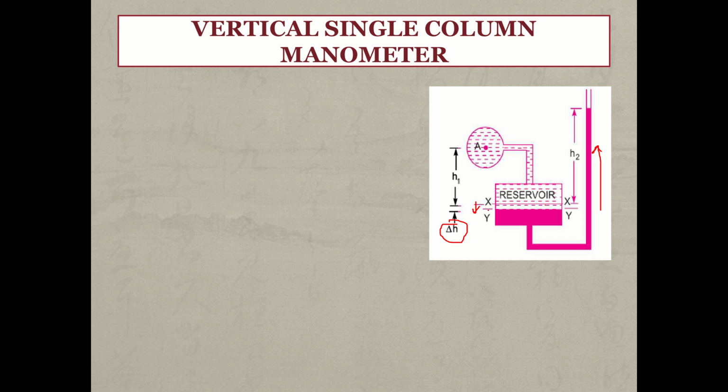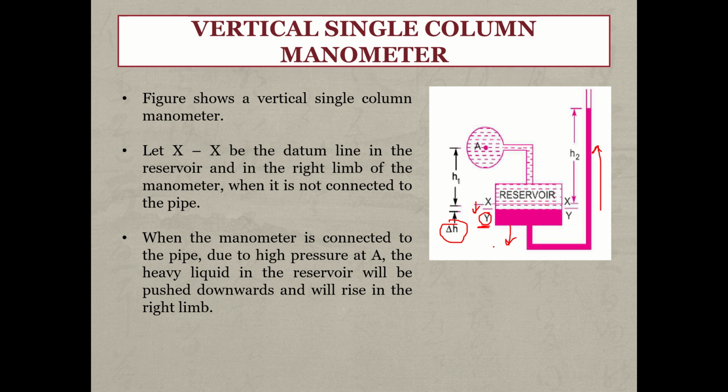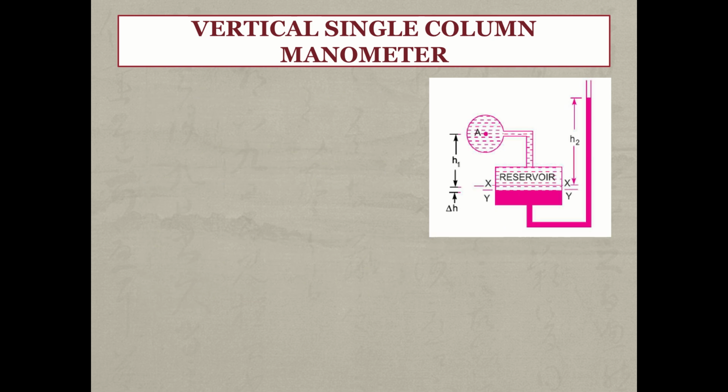Okay, so now our reference line, so after falling of the heavy liquid, where is the liquid now stopped? At YY. So in this single column manometer, our datum line will be YY. XX is the datum line before connecting this U-tube setup, but after connecting the U-tube setup, YY will be the datum line. So XX is the datum line in the right limb when it is not connected to the pipe, and once it is connected to the pipe, due to the pressure at A, the heavy liquid will fall down from the reservoir level by a value of delta H.